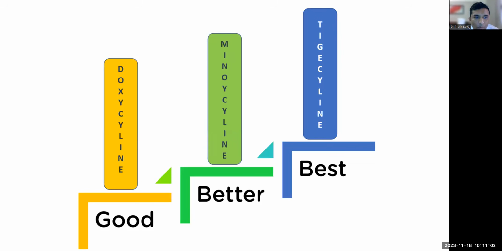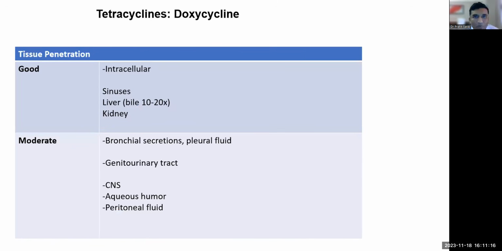So it was said that doxy is good, mino is better, and tige is better, something like that. Everyone has a unique property, and we will discuss that. So the first antibiotic is doxycycline.